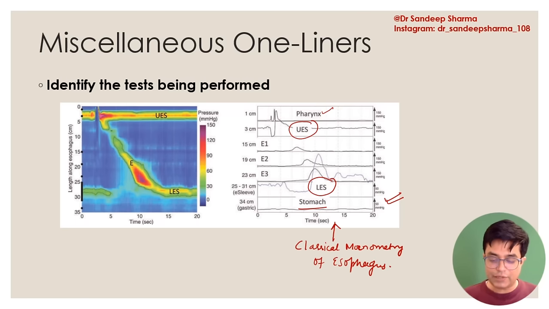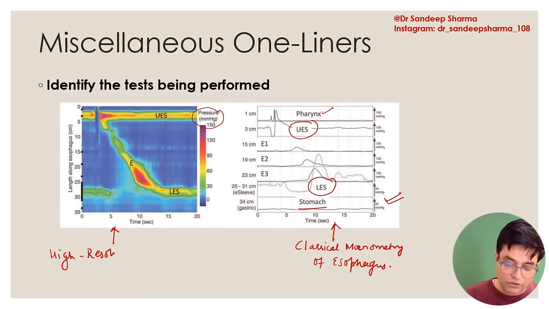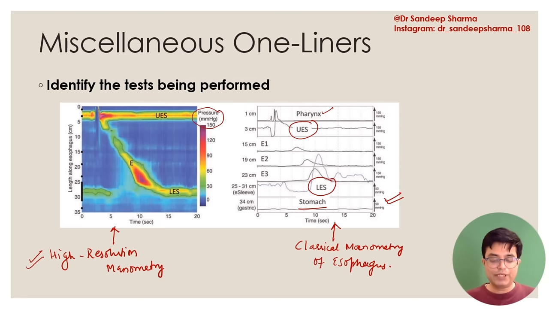Look at the second one. It is a digital depiction and you can see the pressure changes as seen by a color-coded mechanism. This is what you call high-resolution manometry. The one which we discussed also, which is the investigation of choice in many esophageal dysmotility conditions. So if they show a photograph like this, it is classical manometry. If they show a picture like this, it is high-resolution manometry. How will you identify? Upper esophageal sphincter, esophagus, lower esophageal sphincter are mentioned, it is colorful, and it is more of a continuous image with color-codedness, which has a higher resolution. This is called high-resolution manometry.